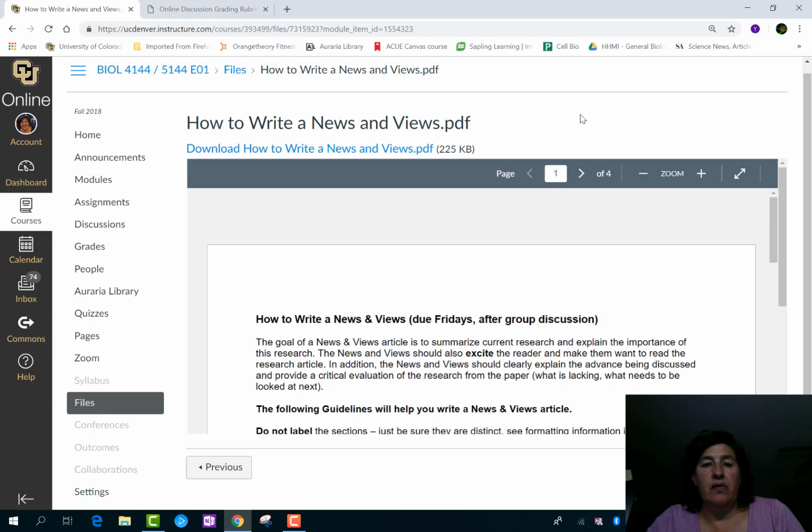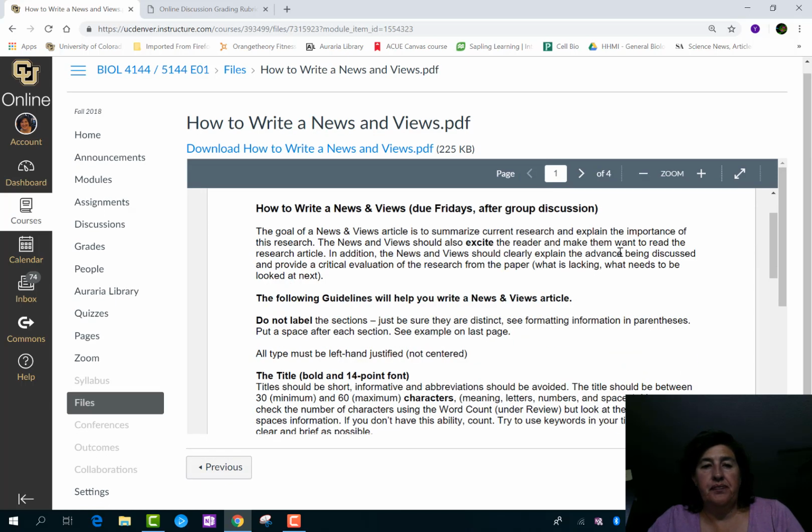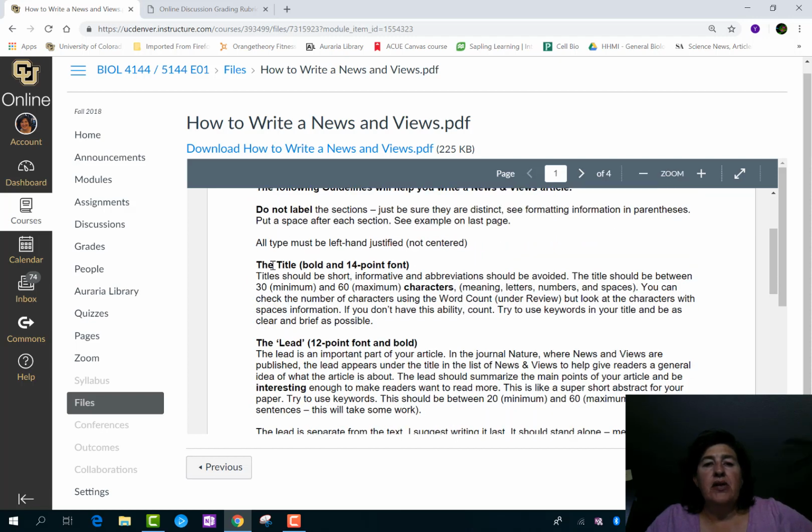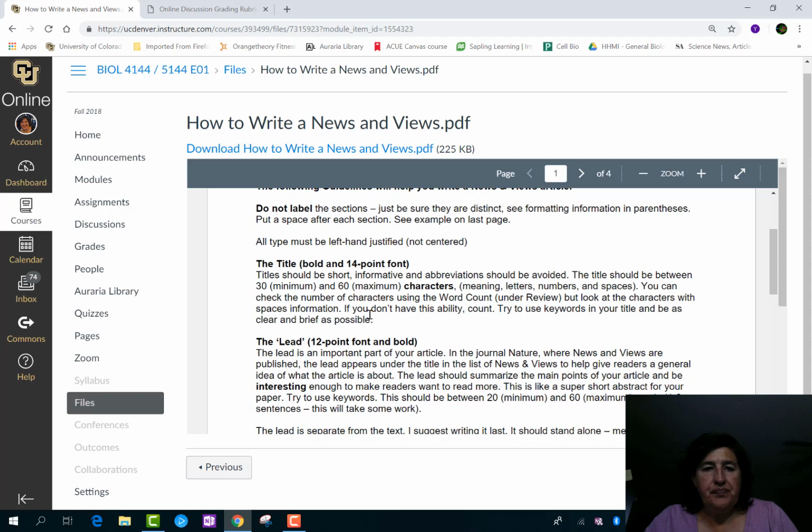Okay, so the news and views. You're going to have different sections. Don't label these sections. I'm going to show you an example of the news and views in a second. But there is some formatting information. You're going to create a title between 30 to 60 characters. That means letters, numbers, spaces. It should be an exciting title, something that catches the reader's attention.